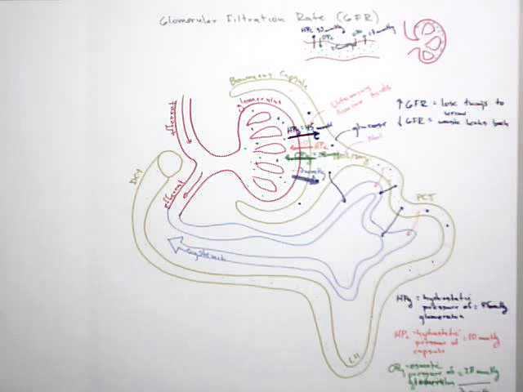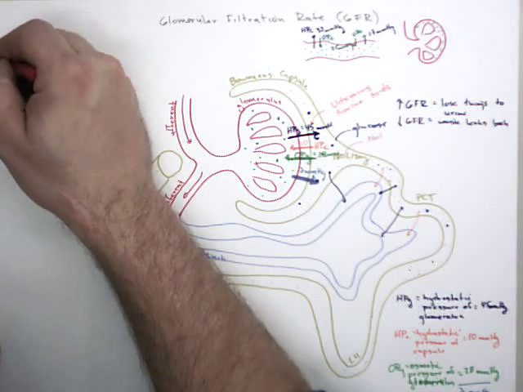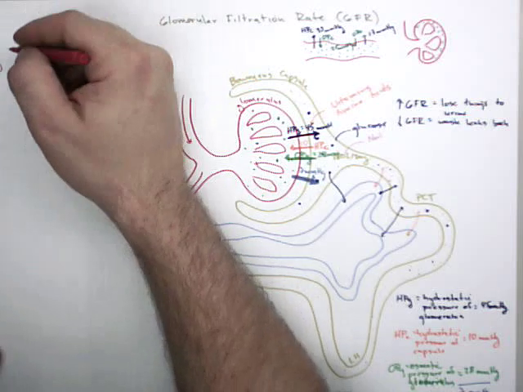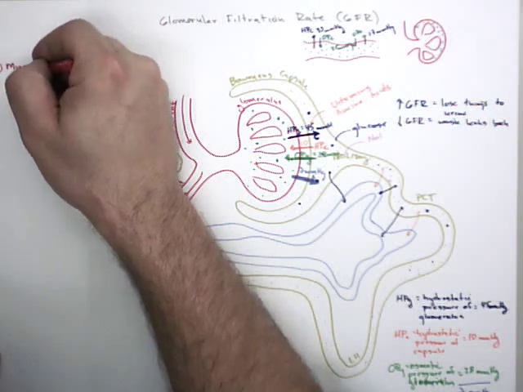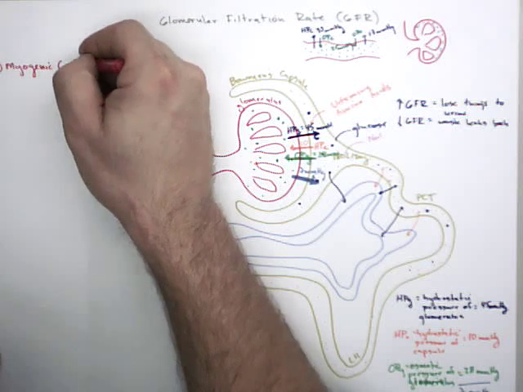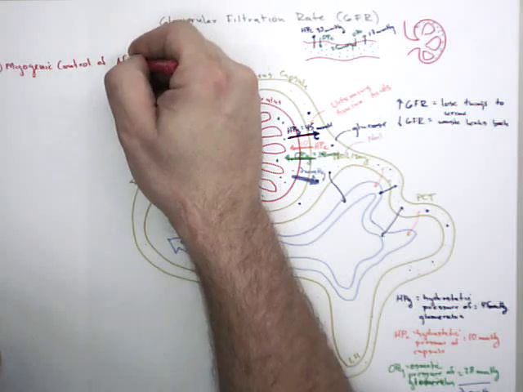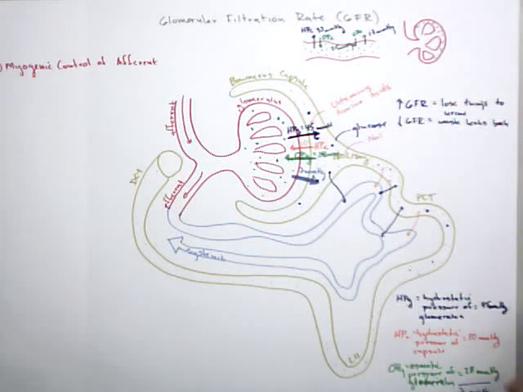The first one that I'm going to put up here is something called myogenic control of the afferent. Now, when we talked about blood vessels, there are 2 ways to control the diameter of a blood vessel. One is metabolic control, and that one's fairly intuitive: if there's low oxygen, then the tissue is demanding blood, so the blood vessel will dilate and bring in more blood and more oxygen.